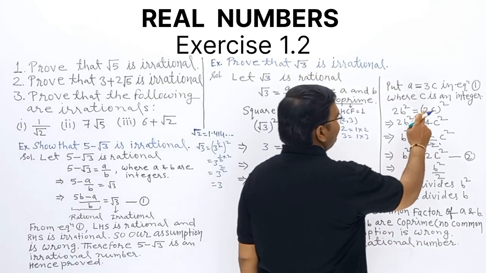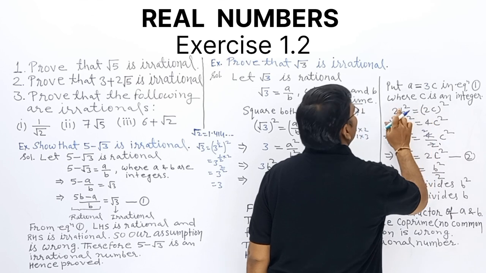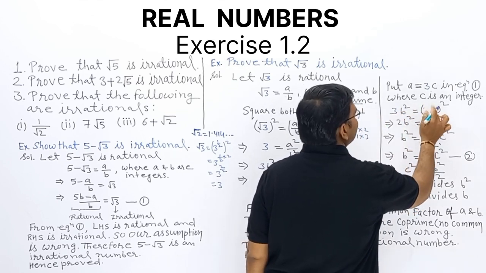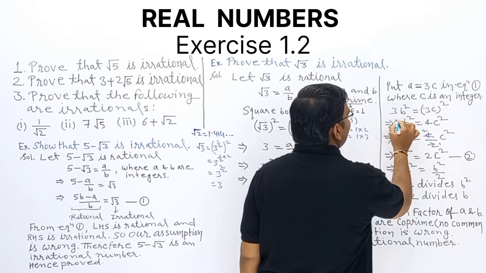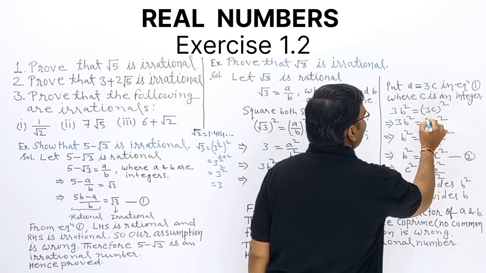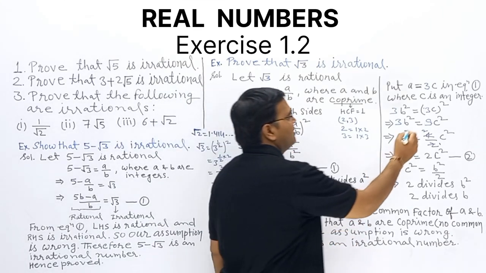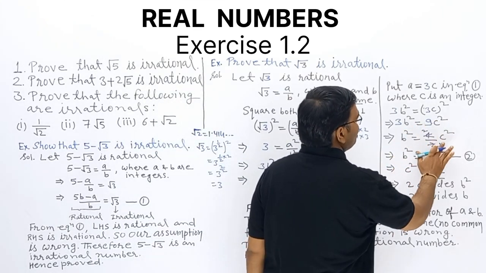Then what will happen? c is an integer. What are we putting? There is a 3 and there is a 3. So 3 squared will be 9. 9c square. Now solve this one.